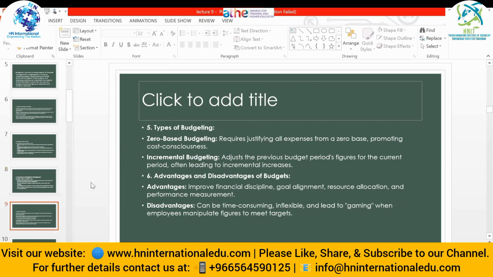Types of budgeting. Now we have zero-based budgeting and incremental budgeting. Zero-based budgeting requires justifying all expenses from a zero base, promoting cost consciousness. That is, from zero, we are going to build the further budget. And how is this going to be done? Any idea? If we discuss cost consciousness, any idea of what it means?